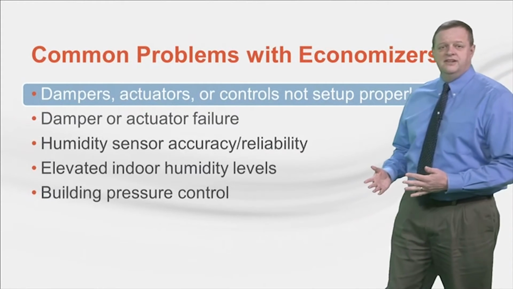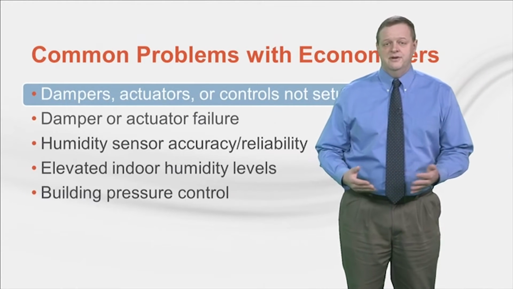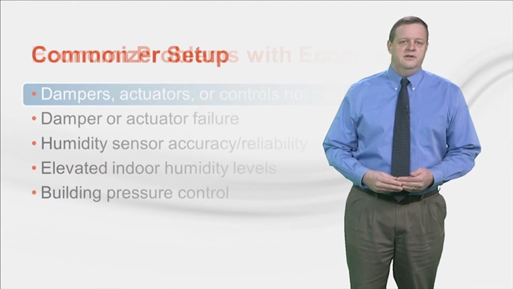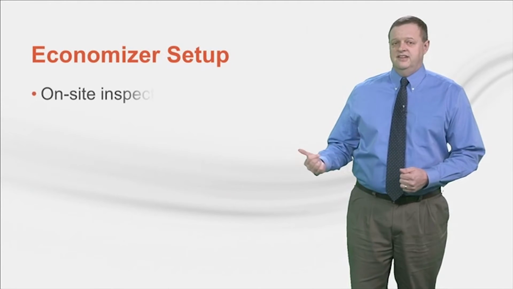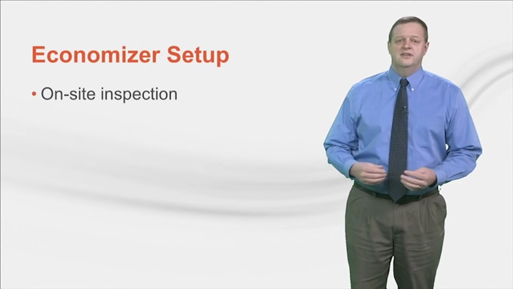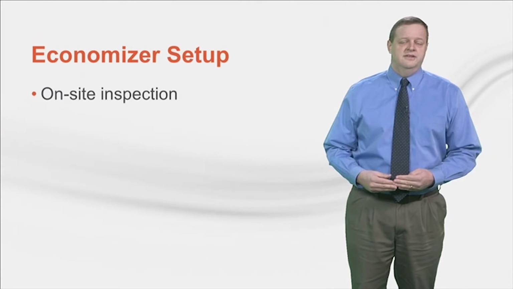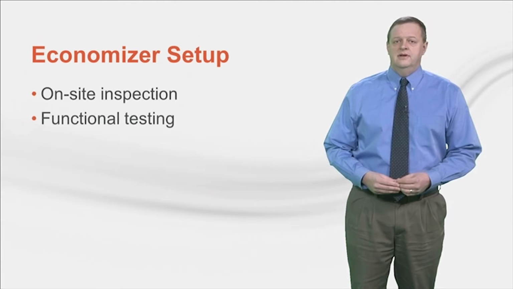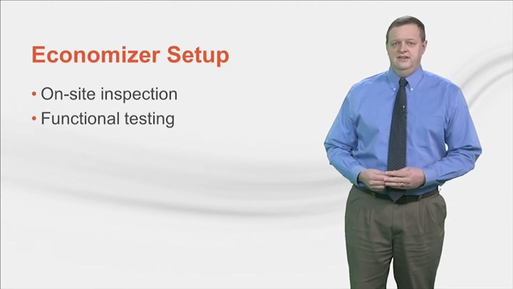This one's frustrating since the building owner is expecting everything to work, right? Unfortunately, steps sometimes get overlooked. For some projects, an on-site inspection by the design engineer can sometimes catch major oversights, particularly when coordinated with the installing contractor. A better approach is functional testing.